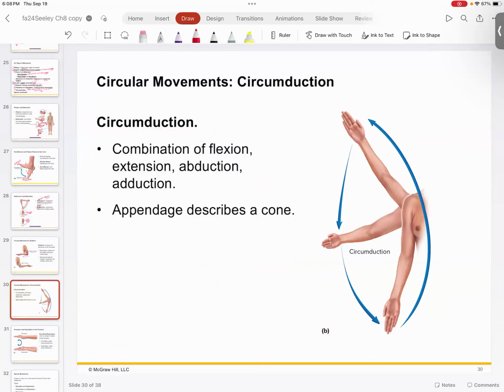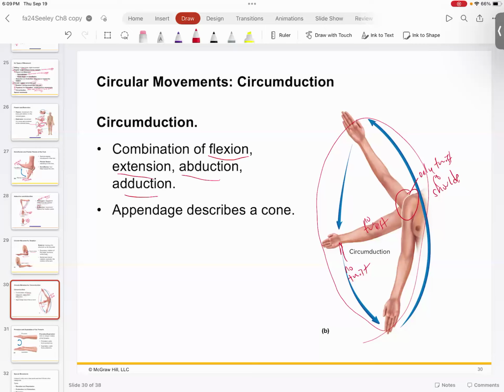So what's happening is you have no twist at your elbow. Don't rotate that one. No twist at the wrist. Only twist at the shoulder. If you do that, then what's going to happen is you're going to be drawing a giant circle in the air, and that's circumduction. And it's a combination of a lot of things, right? So you're flexing, so it's flexion of some, extension of others, abduction and adduction as you're going away and toward the body.